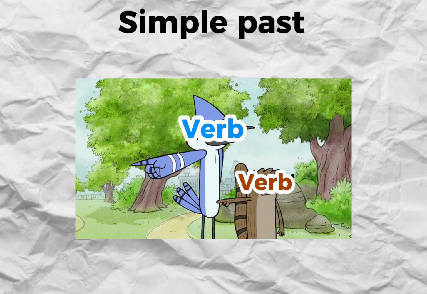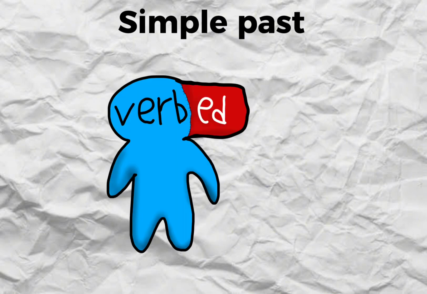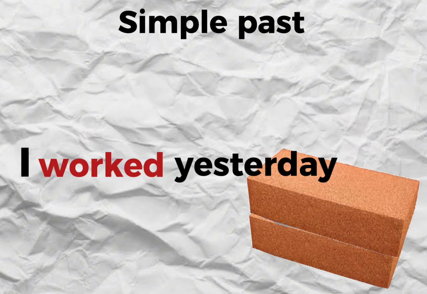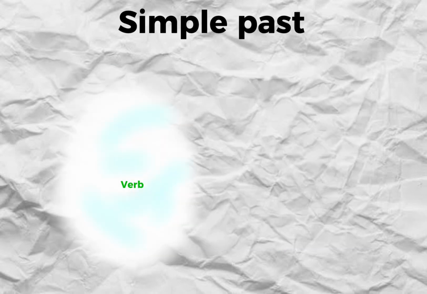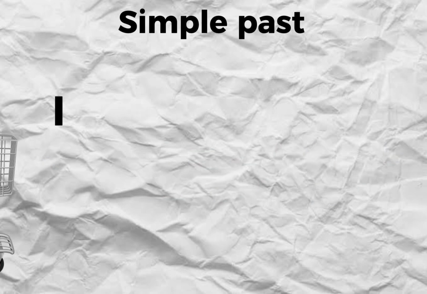For regular verbs, take the verb and add -ed at the end. Example: I worked yesterday. For irregular verbs, the verb changes in a special way, and you just have to know the past form. Example: I went to the store.